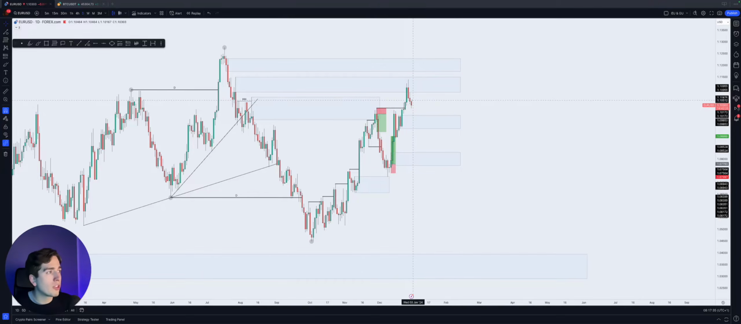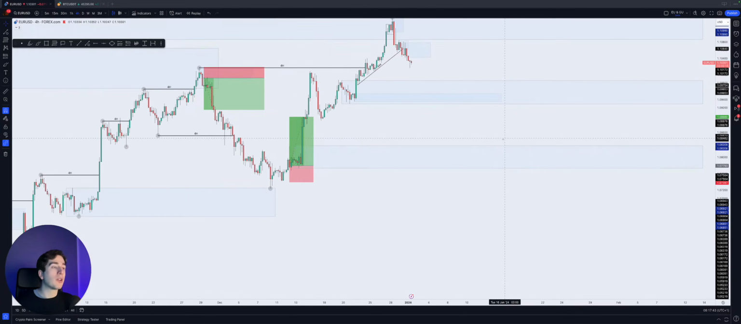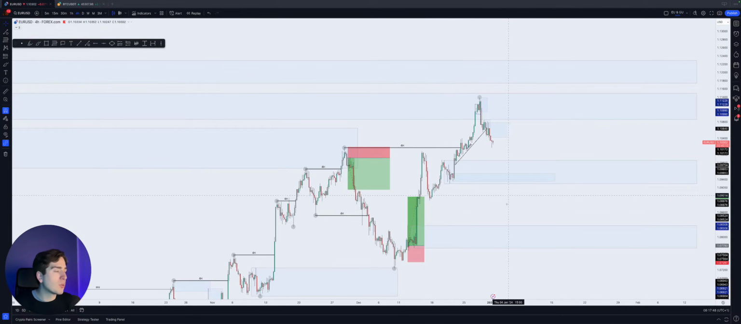But for now, on the short term, it does look like Euro Dollar wants to move slightly lower in towards this fresh area of demand, from where we will then see, okay, are we going to be continuously looking for those shorts, or can we look for those short-term longs? Now moving back in towards the 4 hour.